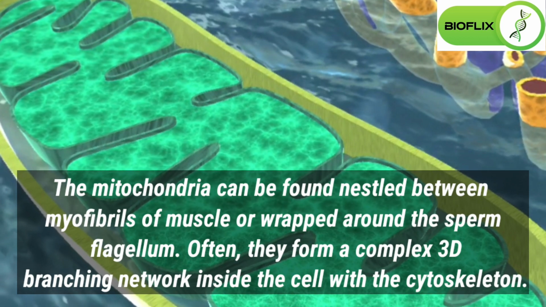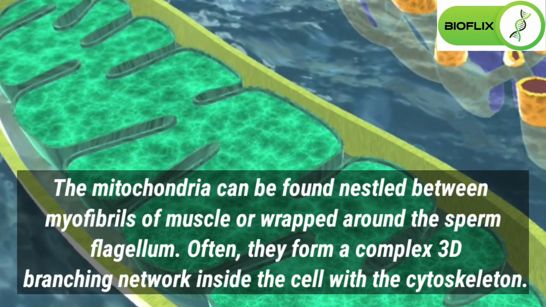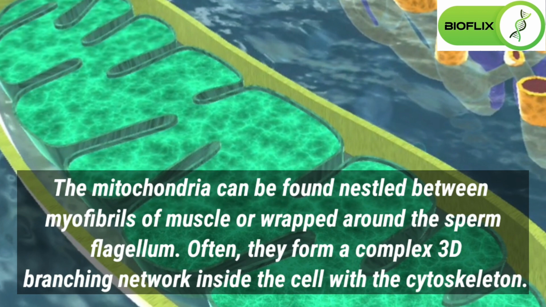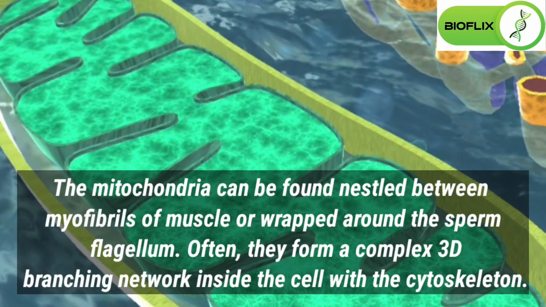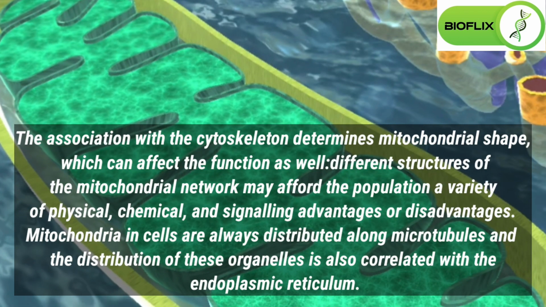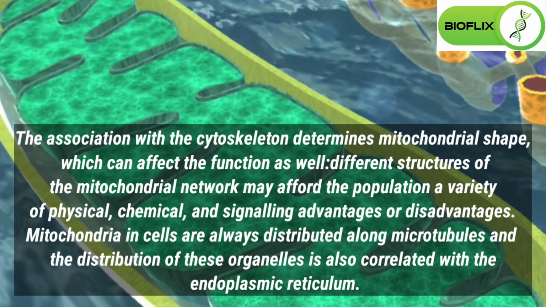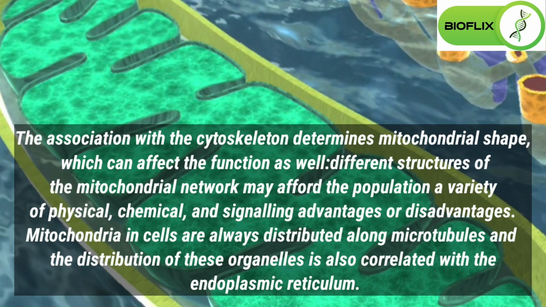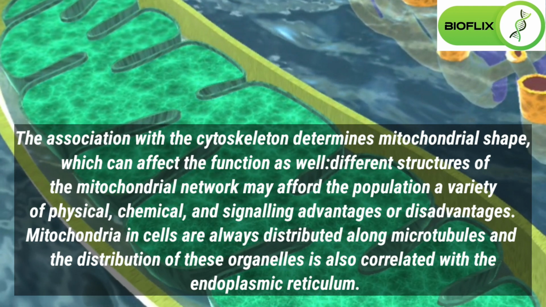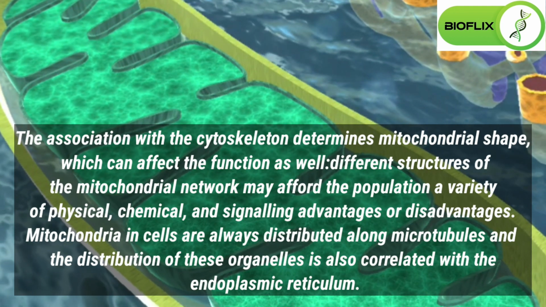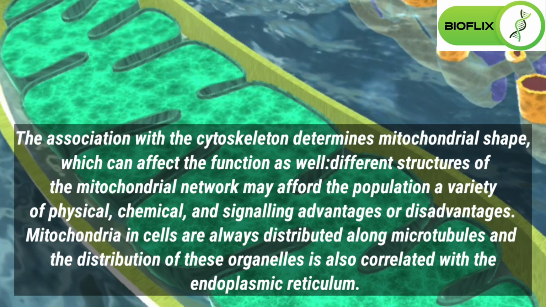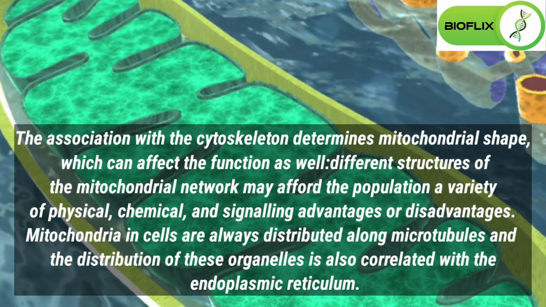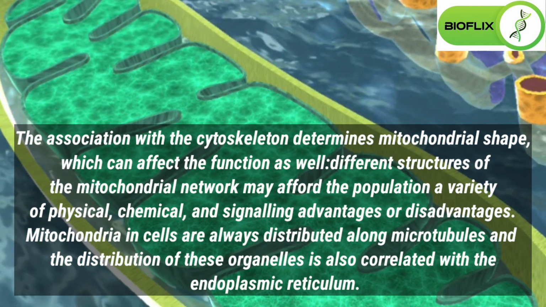Often, they form a complex 3D branching network inside the cell with the cytoskeleton. The association with the cytoskeleton determines mitochondrial shape, which can affect the function as well. Different structures of the mitochondrial network may afford the population a variety of physical, chemical, and signaling advantages or disadvantages.